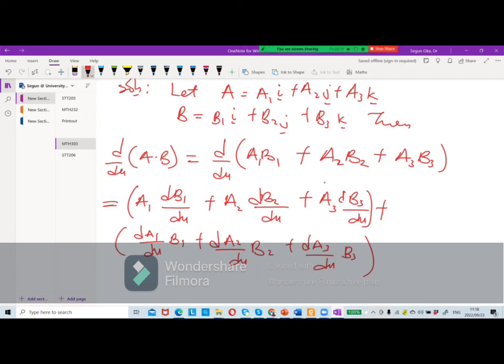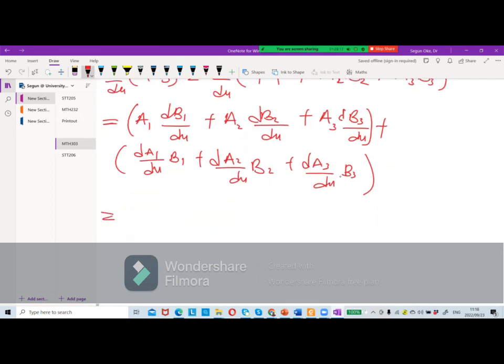So at the end of the day, remember A1, A2, A3 are equal to A, and B1, B2, B3 are equal to B. So we can now say A dot dB/du plus dA/du dot B. So that is the proof they asked you to do.